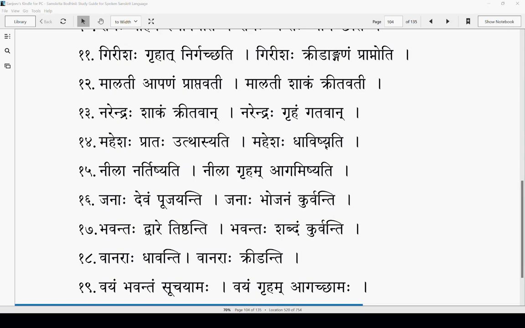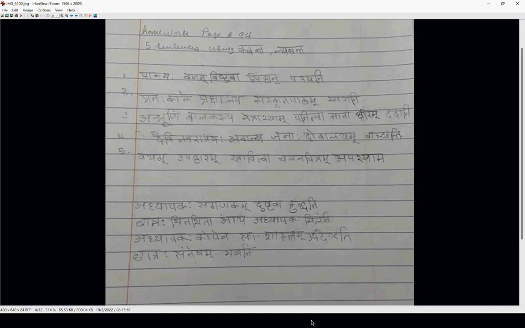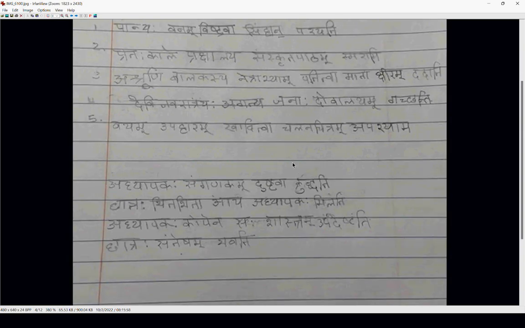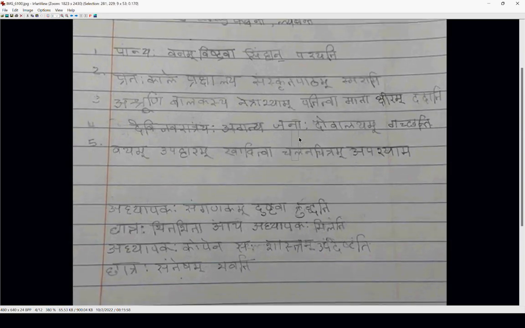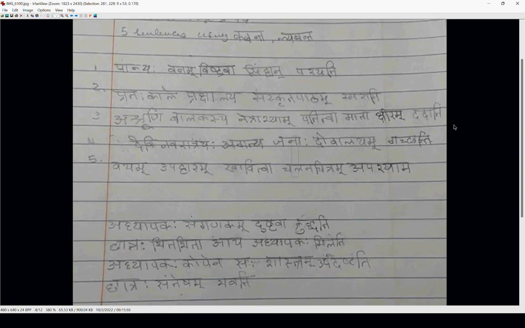I looked at the homework you sent yesterday, all of you. Yeah, most of them are good. This is one of them. Pantah vanam vishtva simhan pashyati, which is good. Pratah kale prakshalya Sanskrita patham smarami. Pratah kale prakshalya. Kim prakshalya? Mukham prakshalya. I should have defined a mukham. Actually, yeah, it is better. It's not mandatory, but okay.